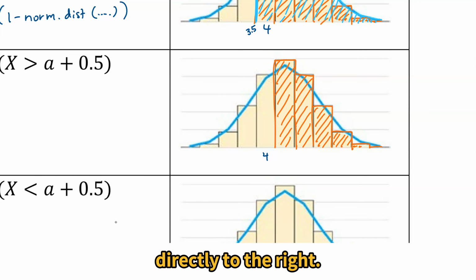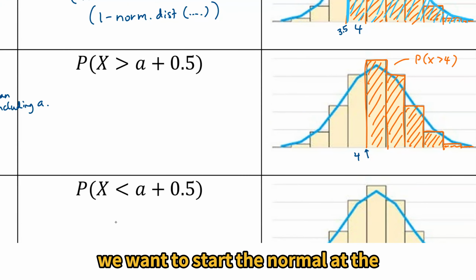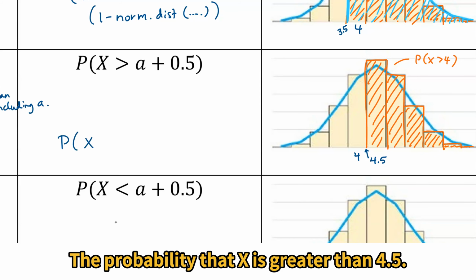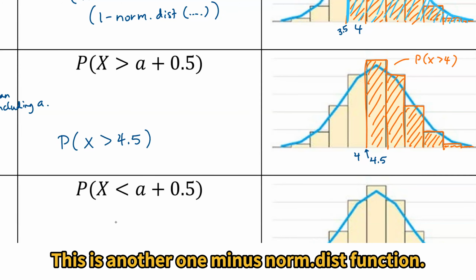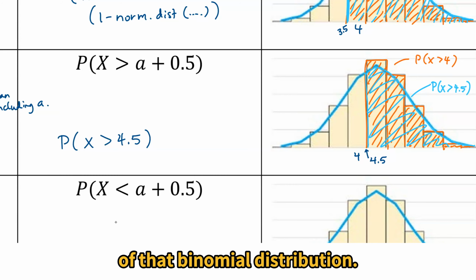directly to the right. Contrast that with the normal distribution. We want to start the normal at the other boundary value for 4, 4.5. So probability that x is greater than 4.5. This is another 1 minus norm.dist function. And so 4.5, following the normal distribution curve, will give us a good approximation of that binomial distribution.